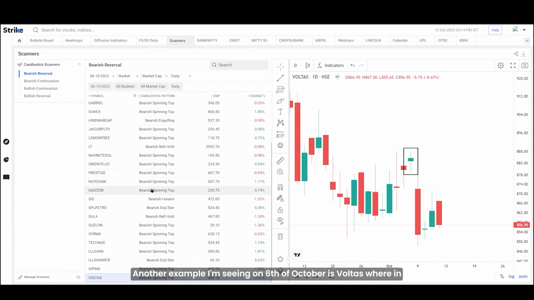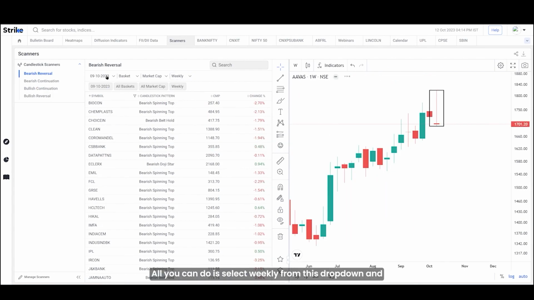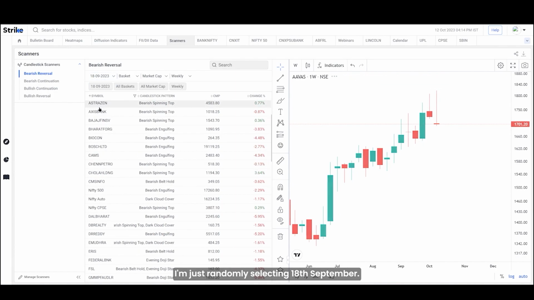Another example I'm seeing on 6th of October is Voltas, wherein we got a bearish spinning top. As you can see, it has resulted as a strong reversal pattern. Now let's say you want to see weekly time frame. All you can do is select weekly from this drop down and then the date for which candle you would like to see. So I'm just randomly selecting 18th September.